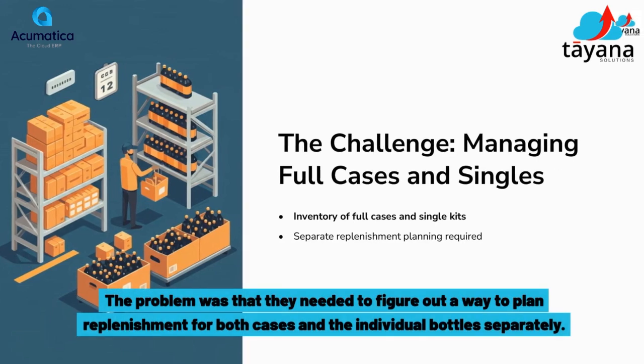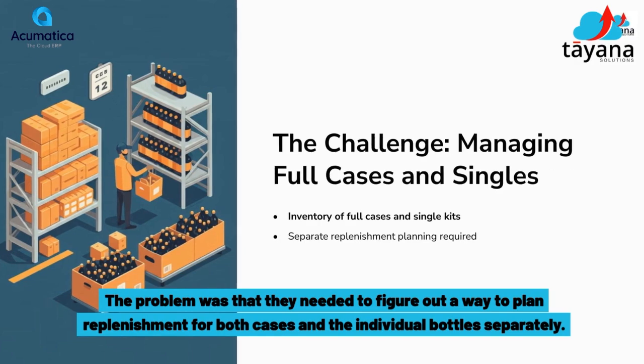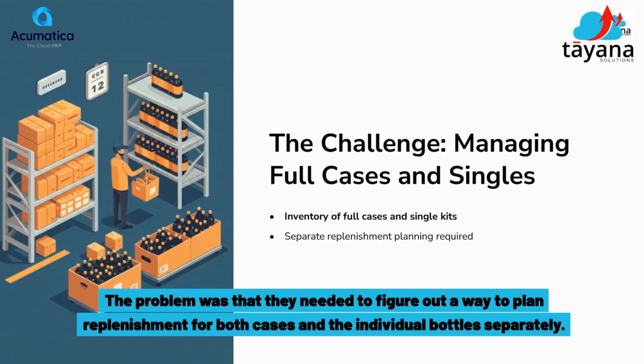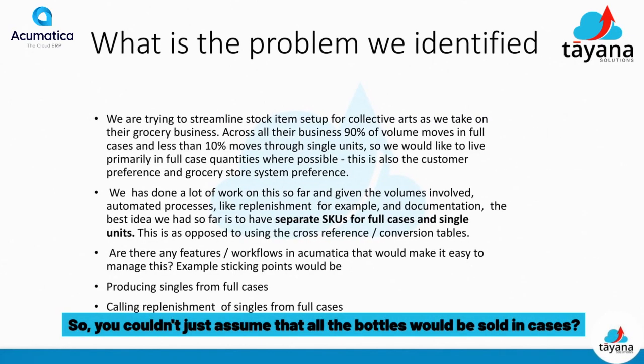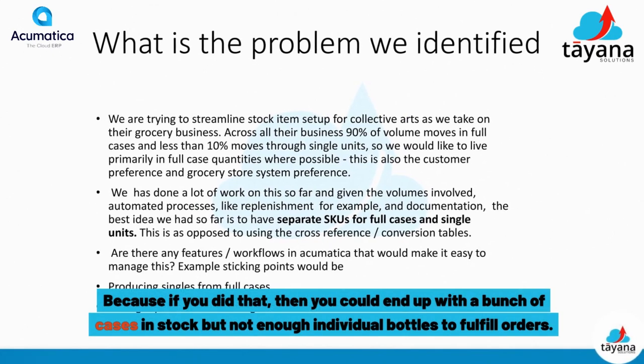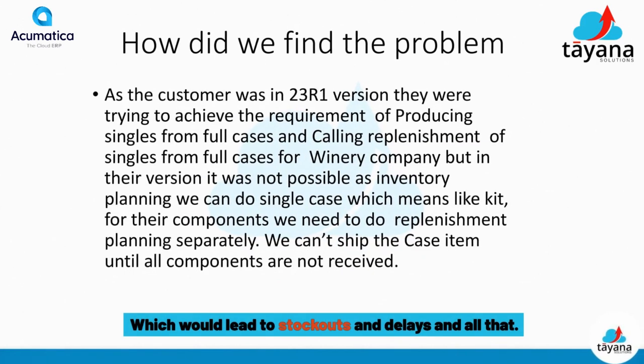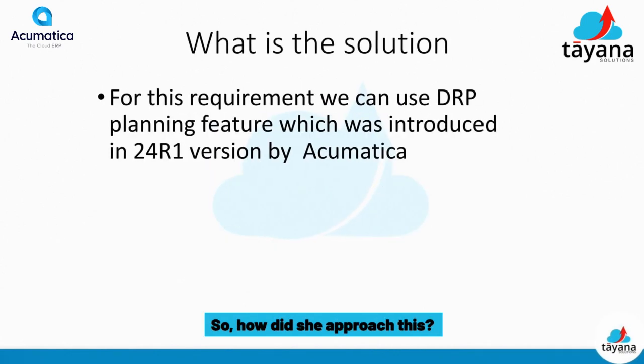The problem was that they needed to figure out a way to plan replenishment for both cases and the individual bottles separately. Ah, I see. So you couldn't just assume that all the bottles would be sold in cases. Nope. Because if you did that, then you could end up with a bunch of cases in stock, but not enough individual bottles to fulfill orders. Right, which would lead to stockouts and delays and all that. Exactly. So how did she approach this?